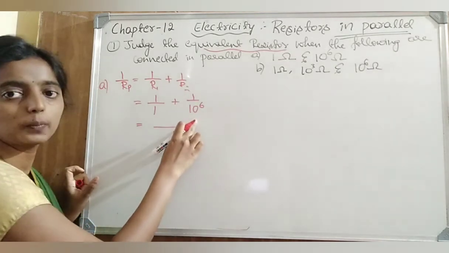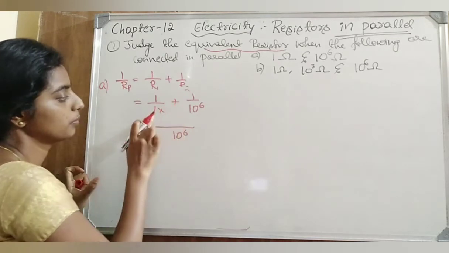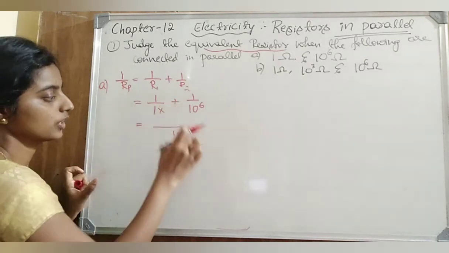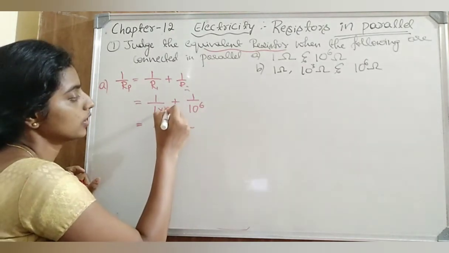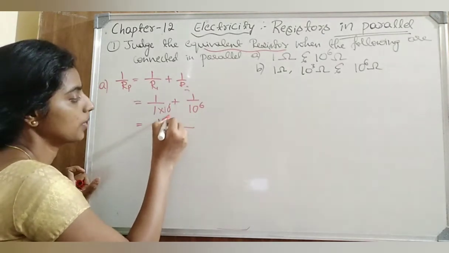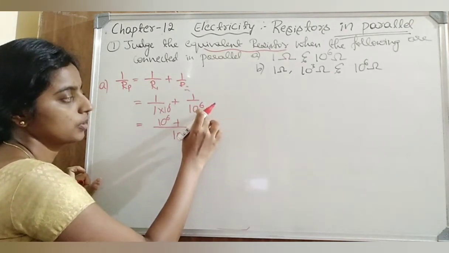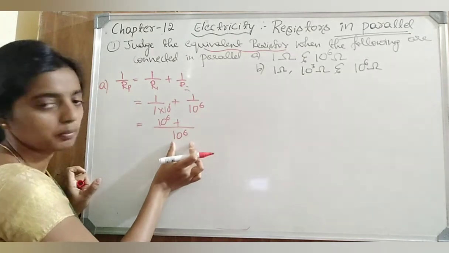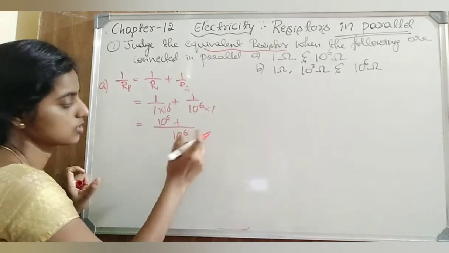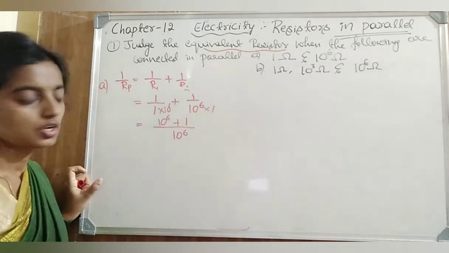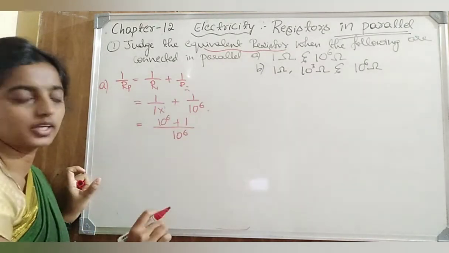So how to write the numerator here? If we multiply a number from 1, we should get the denominator as the answer. So 1 into 1 we will get only 1. 1 into 10 to the power 6, how much will we get? 10 to the power 6. So this is our first numerator. And by which number if we multiply 10 to the power 6 will we get 10 to the power 6? That is 1, right? So 10 to the power 6 into 1, we will get 10 to the power 6. So here the answer is 1. This is just an extra, no need to write. Just understand how to write the numerators, okay?